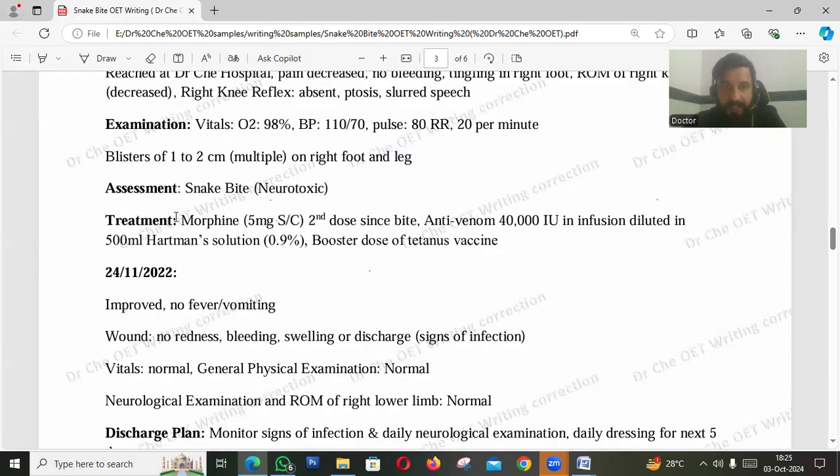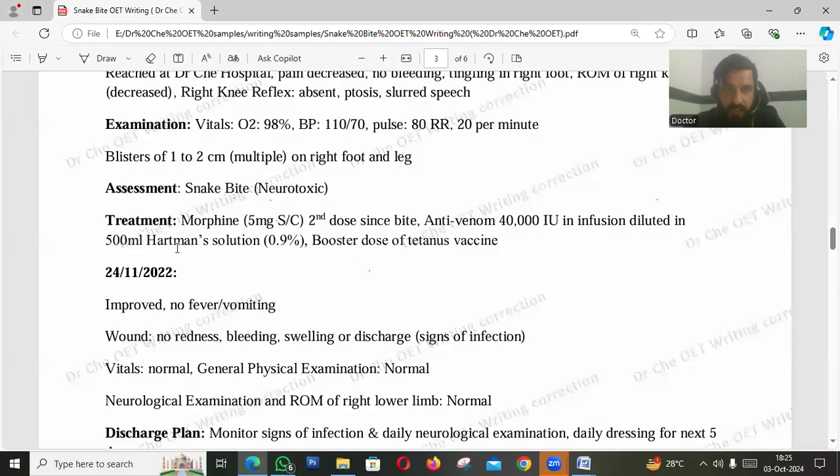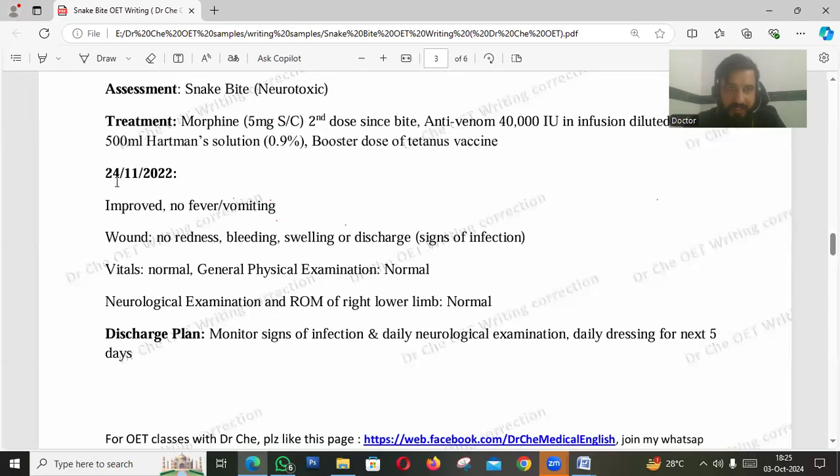So the treatment given at the hospital is this one: morphine, antivenom, Hartmann solution, and vaccination. On this date, there was improvement, and the patient had no fever or vomiting. About the wound, there was no redness, bleeding, swelling, or discharge. Vitals were normal, and the neurological examination and range of motion were normal.